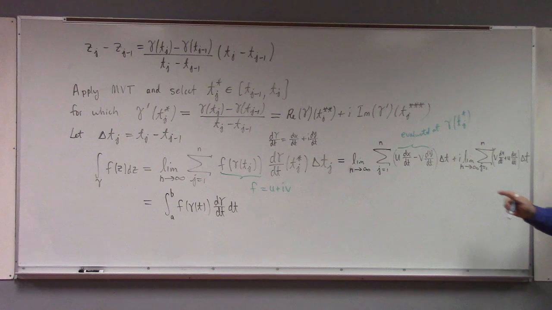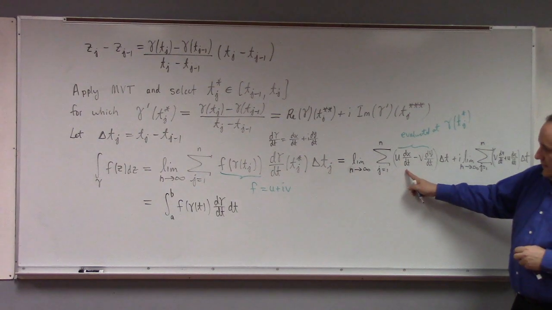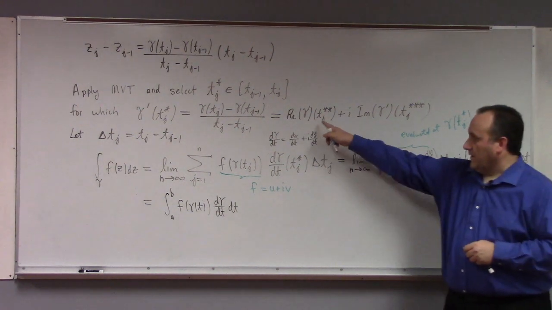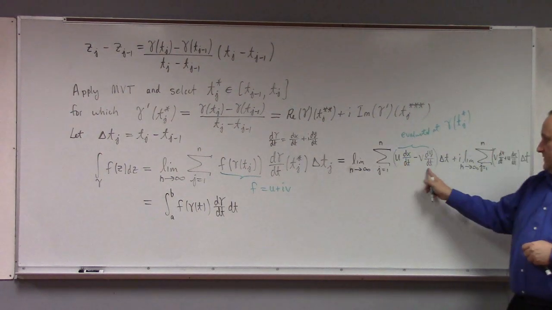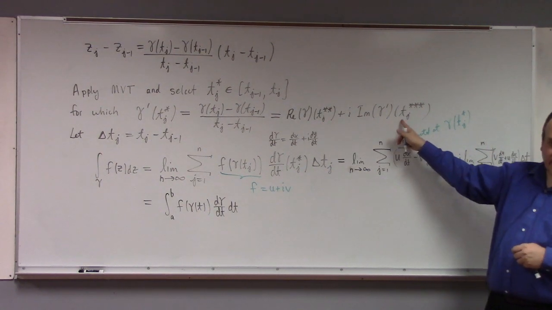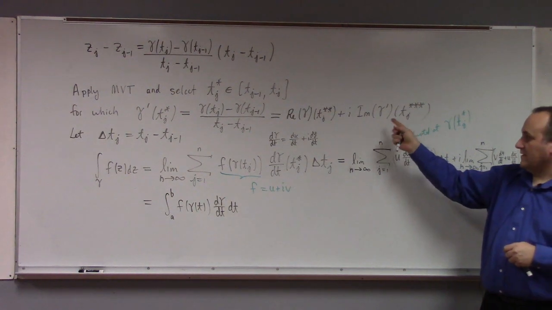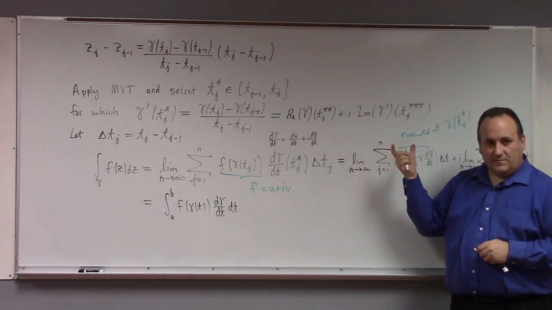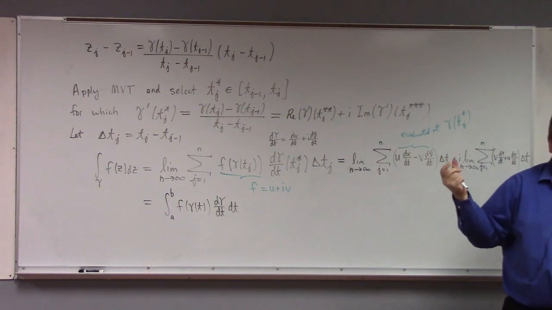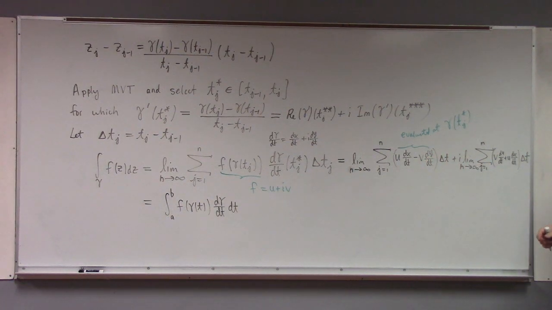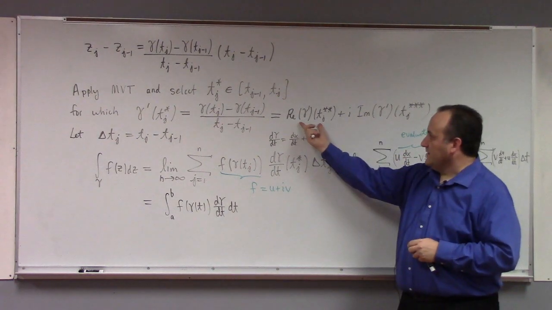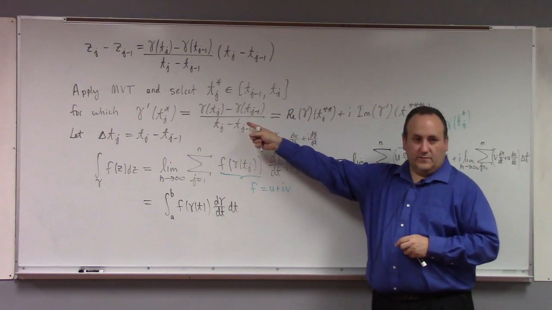To be more fussy, this should be evaluated at tj star star, and this should be evaluated at tj star star. But in the limit, as n goes to infinity, these tj star star, they all end up going to the same thing. They're all pinching to the same thing. And what's star star? It's whatever it takes for the mean value theorem to give you the real part of that quotient.